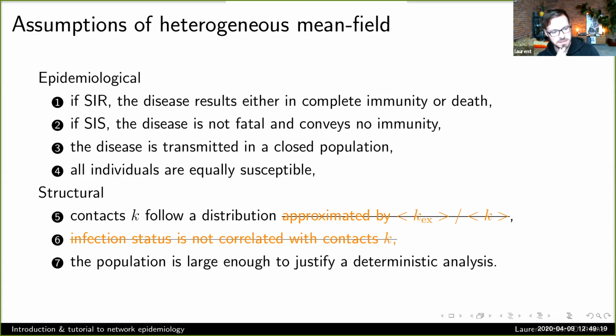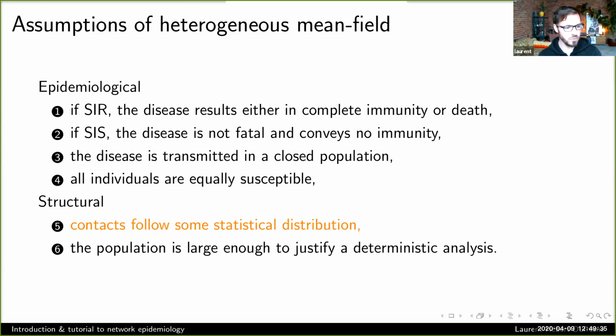But the key part of these heterogeneous mean field models is that they allow us to relax these key assumptions. We don't have to rely on some simple metric of heterogeneity, and we don't have to assume that infection status is not correlated with number of contacts. So we get rid of that. We're just going to say that contacts follow some statistical distribution. It could be a degree distribution. It could be some higher order distribution of events and structures.